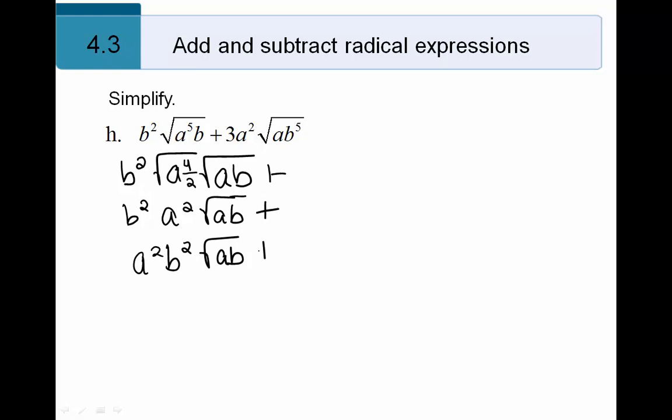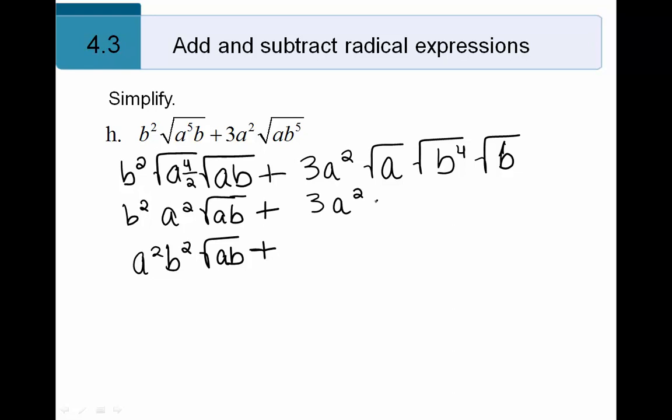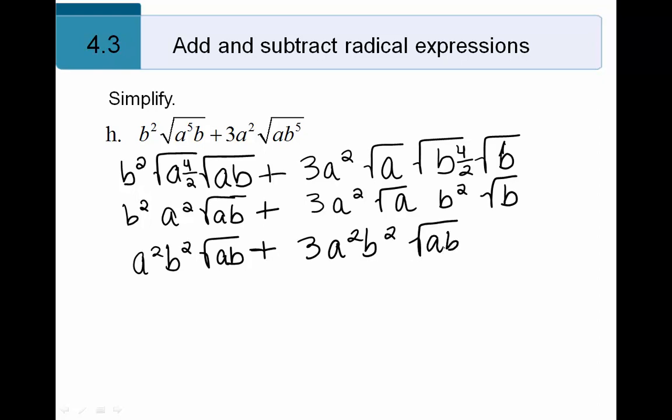And now let's simplify the other side. Drop down the 3a squared. Notice the square root of a, you can't do anything with that. The b to the fifth, you need to split it up. You'll have a leftover b. So you'll have a 3a squared. Drop down radical a. The square root of b to the fourth is b squared, and you'll have a radical b. So I have a 3a squared b squared times the square root of ab. So this a and this b I stuck underneath the radical.